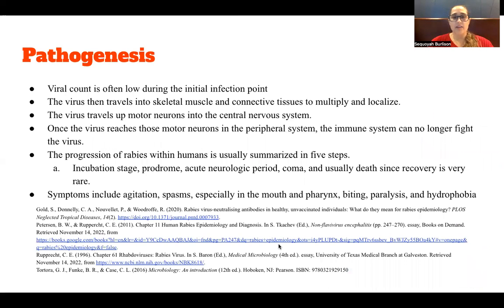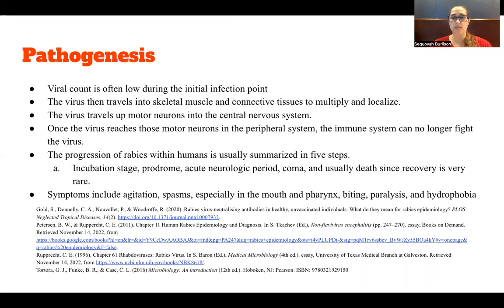The way that this virus goes about infecting is different from normal viruses. There is a very low count of viruses that are initially introduced into the body. Once the bite breaks through the first line of defense into the skin, instead of flooding the system into the blood where the immune system has a chance to respond right away, the viral count is not only low, but it goes straight into the skeletal muscle and connective tissue. Here it multiplies, it infects the cells, and is able to utilize those cells to multiply.